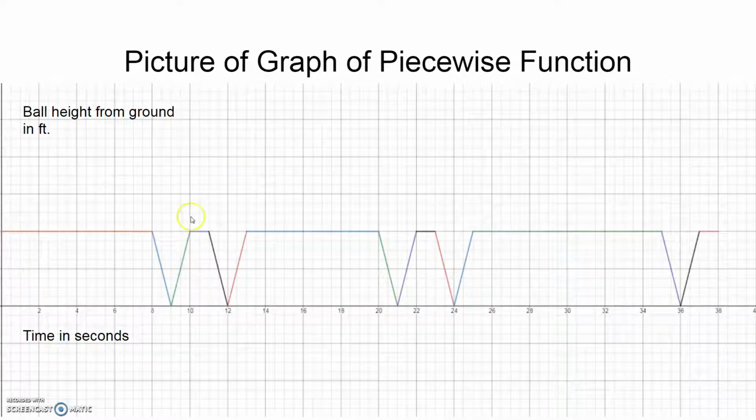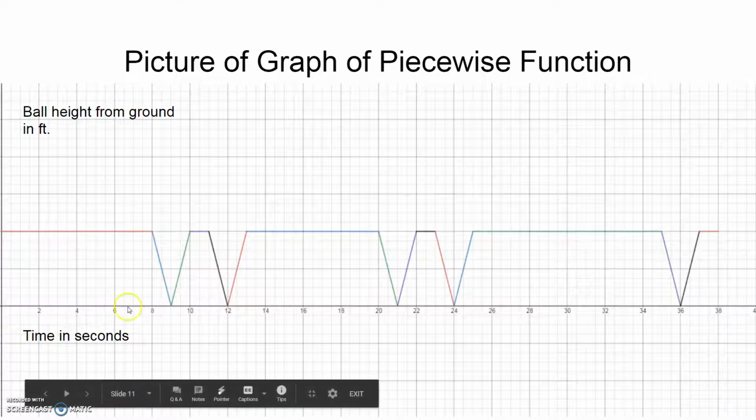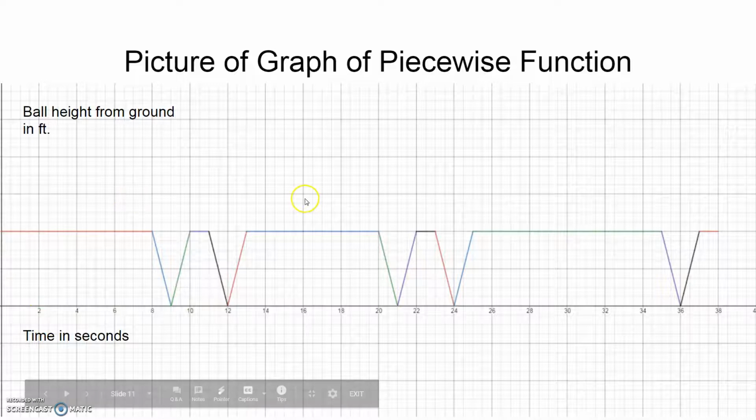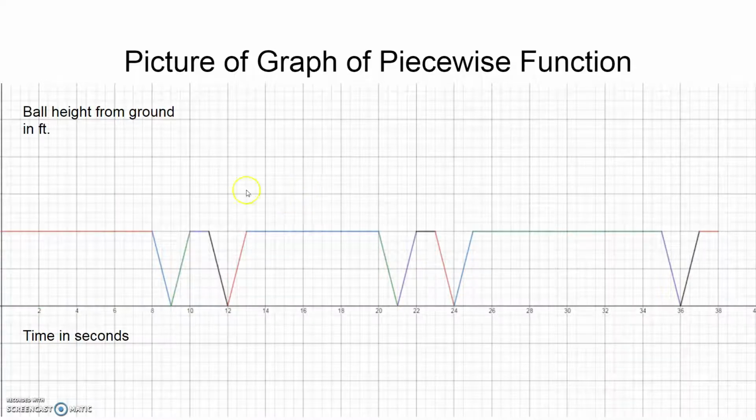This is how I created this function for the time in seconds of the video and the ball height from the ground in feet. What I did is I looked at the video and I saw when there were constants and when there were up and down slopes. And what I did is I graphed the constants first, all of the constants, so I could easily tell what I would need for these up and down movements of the ball during the video.